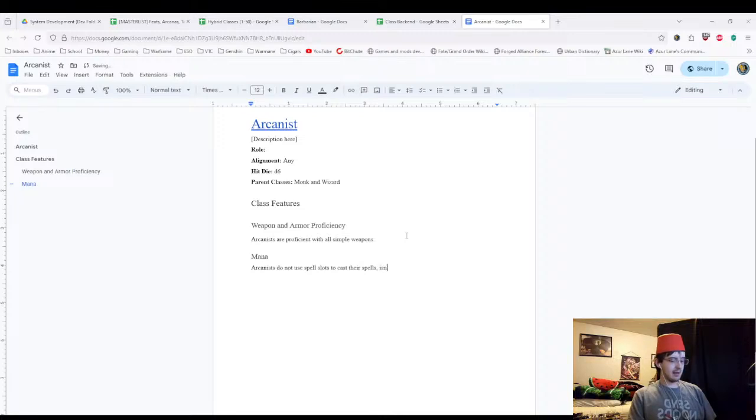To cast their spells. Instead, an internal reservoir. This is where I don't know how to spell reservoir. Reservoir. Okay, alright. So they use an internal reservoir of power that they have cultivated.